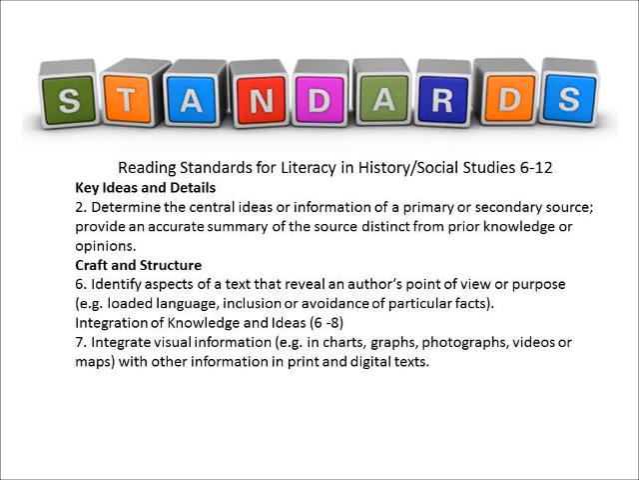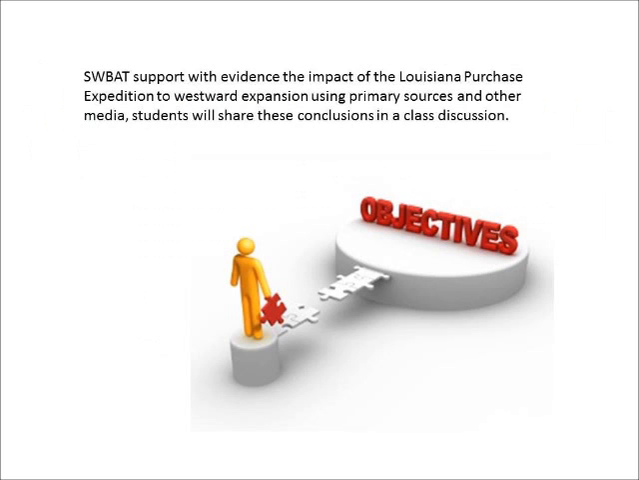The lesson's objective is stated here. Now this is the objective for the overall lesson. Now this is a 2-week unit on the Louisiana Purchase, and so there is also a minimum of 10 lessons within the unit. This is the objective for the unit. You can see here that it deals with primary sources and other media and culminates in a class discussion.